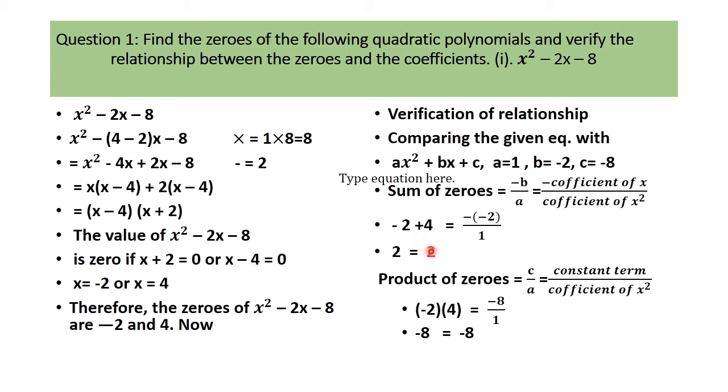Now the left hand side is equal to the right hand side. This is the verification of the first part. Now second, the product of zeros, that is c upon a, or constant term upon coefficient of x square, this one. Now the product of these two, we will multiply these two. Minus 2 into 4 is minus 8. Now the second side, c upon a, c is minus 8 and a is 1, so this is minus 8. So both sides are equal.